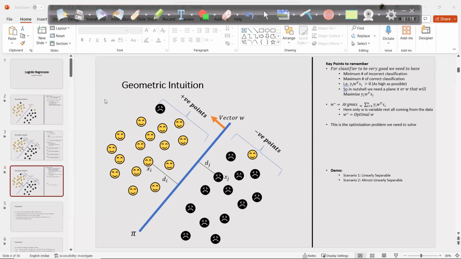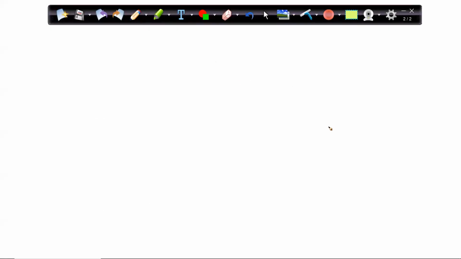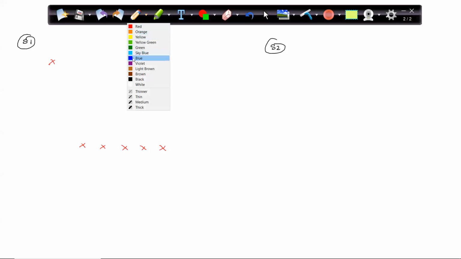Now, there is a problem with this approach. Let's try to understand. Let's take scenario number 1 and scenario number 2. Suppose we are having one red point at the top, and these are the red points, which are negative points basically. And we have these green points. Same data we'll find here also. Scenario number 2. The data is exactly the same.